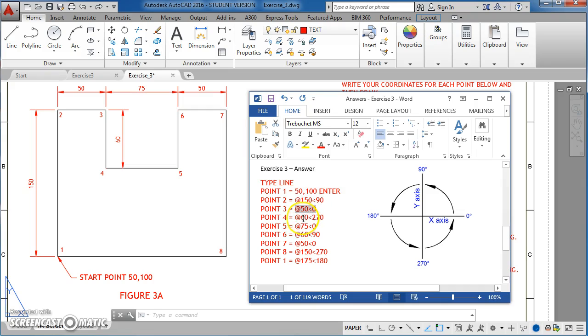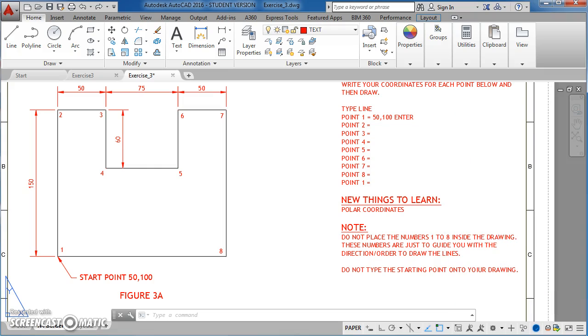Let's do one more. Point 4. Point 4 is here, so we've already plotted point 3. Now, relative to point 3, where is point 4? So it asks for the @ symbol, then the length of the line, which will be 60, so you type 60. Then you put the little angle symbol in, and now it's asking for the angle of the line. So that line is traveling in this direction. So you look at your compass, this direction is 270. So you type in 270. So that's how you work it out.